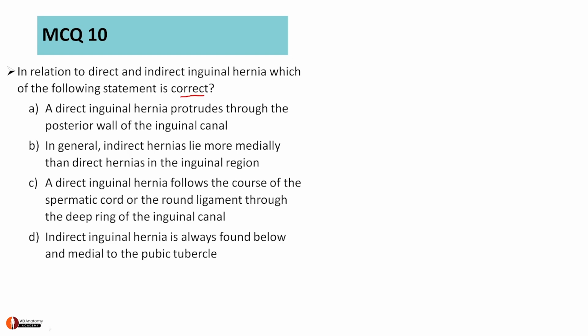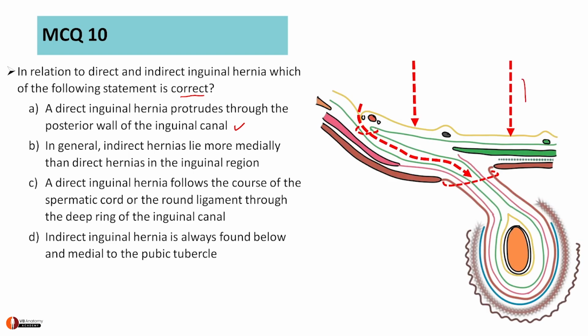The direct inguinal hernia protrudes through the posterior wall of inguinal canal. I find this correct. It protrudes through the posterior wall. This is the posterior wall of inguinal canal here, so it's protruding through that. In general, indirect hernia lies more medially than direct hernia? No, indirect comes from here. It is more lateral. So this is wrong.